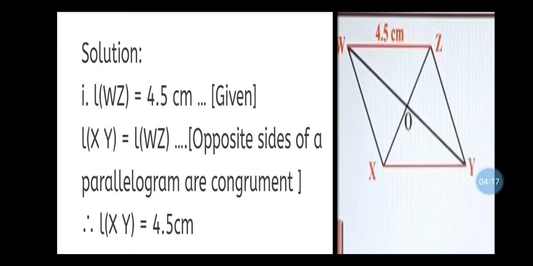The question is, if length WZ is equal to 4.5 centimeter, then find the length XY. So, as it is already given that length WZ is equal to 4.5 centimeter, we will write length XY is equal to length WZ because opposite sides of parallelogram are congruent. So, ultimately, we will get length XY is equal to 4.5 centimeter.